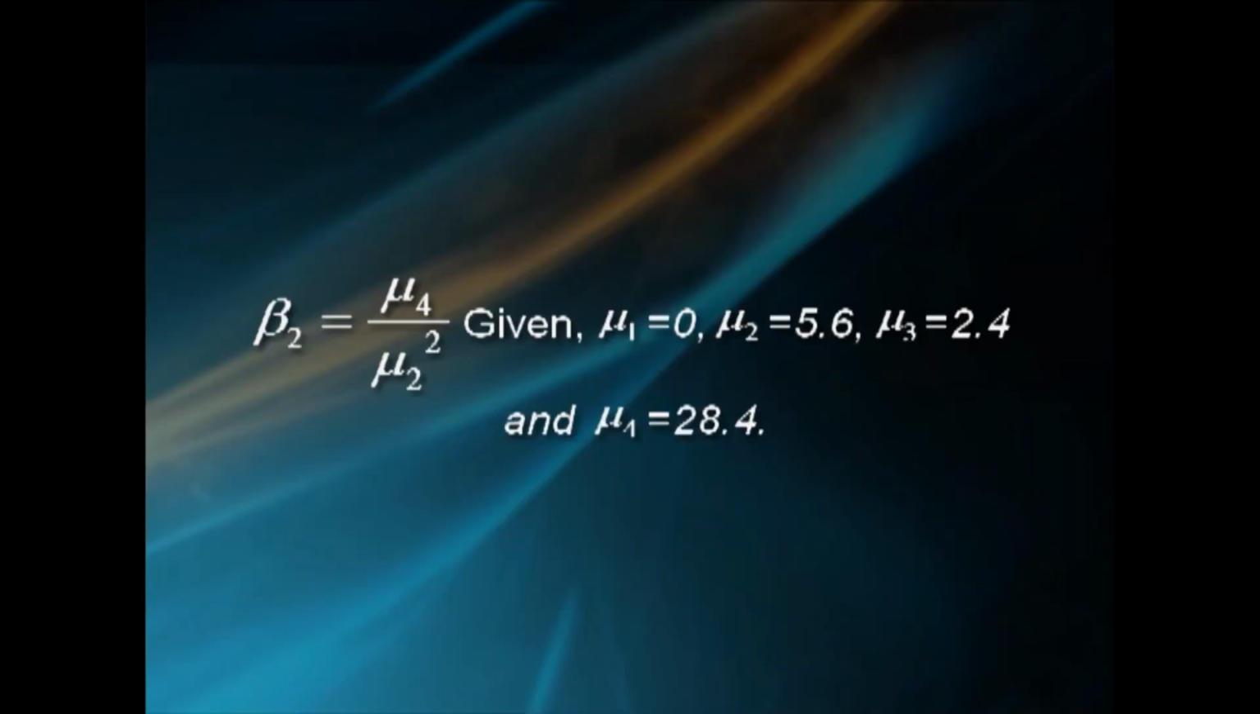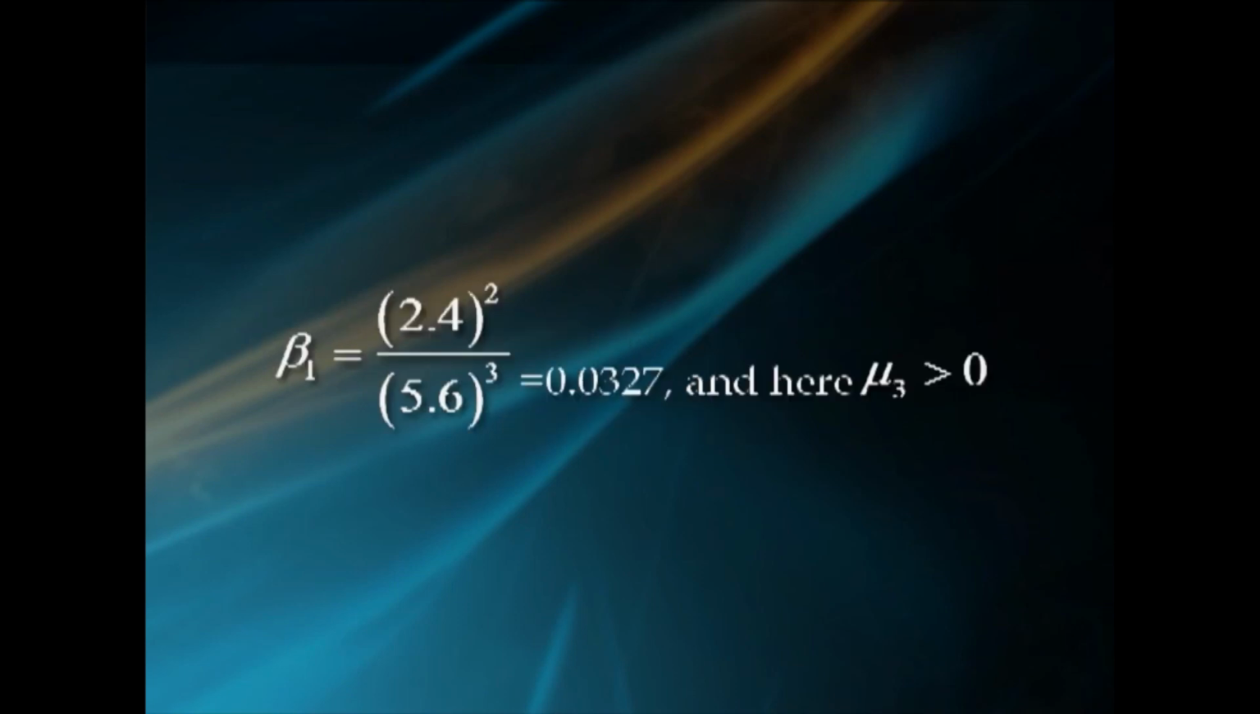Based on moments, the coefficient of skewness beta 1 equal to mu 3 square by mu 2 cube and the coefficient of kurtosis beta 2 equal to mu 4 by mu 2 square. Given mu 1 equal to 0, mu 2 equal to 5.6, mu 3 equal to 2.4 and mu 4 equal to 28.4. Hence, beta 1 equal to 2.4 square by 5.6 cube, that is equal to 0.0327, and here mu 3 greater than 0.